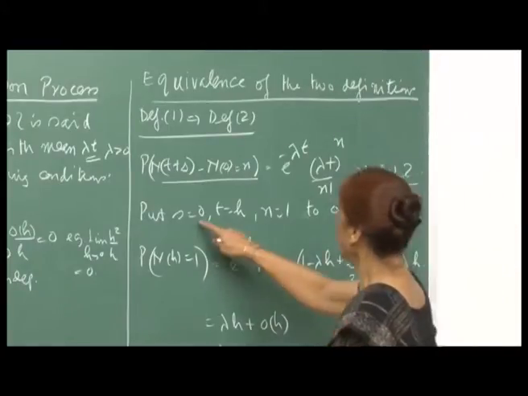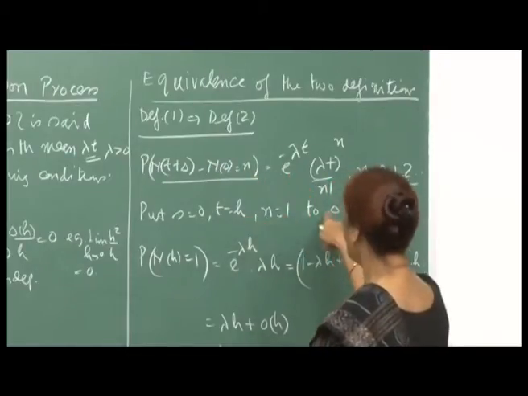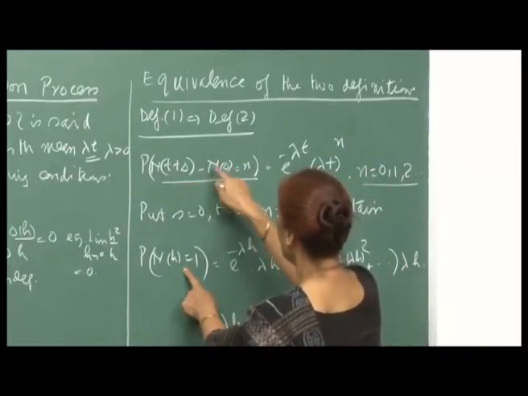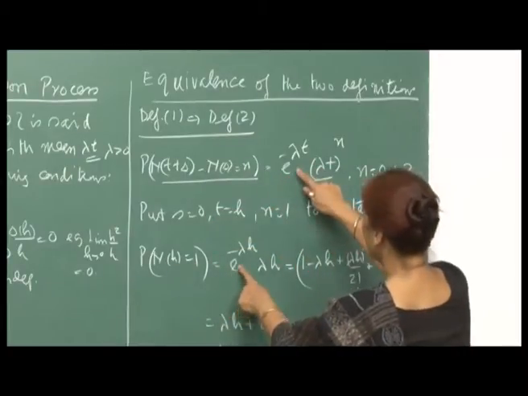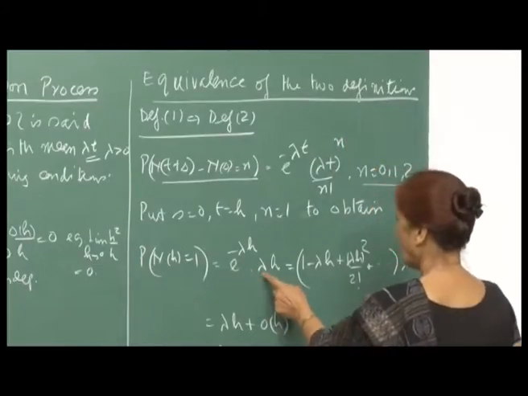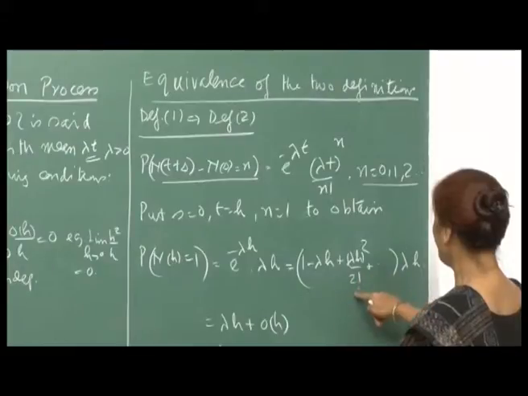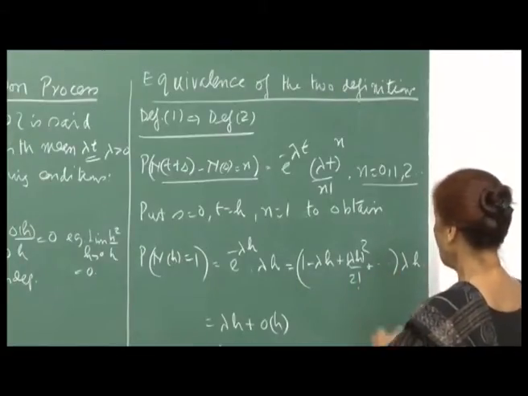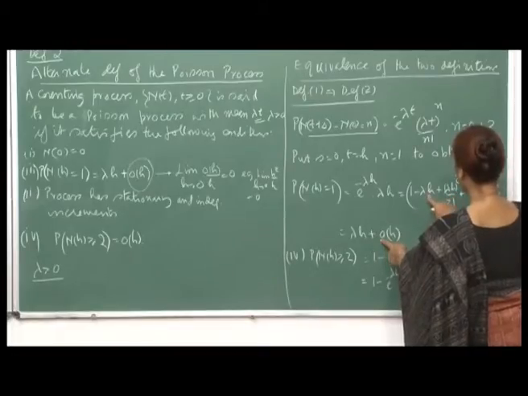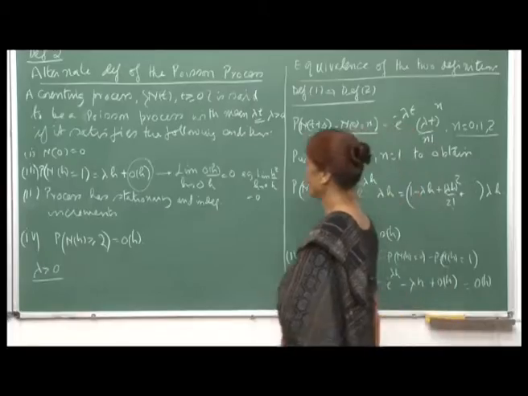Now, put s equal to 0, t equal to h, because this is for all s, t, and n equal to 1 in this equation. Then you obtain that the probability N(h) equal to 1 is given by e raised to minus lambda h, then lambda h raised to n, which is 1. Now, just expand e raised to minus lambda h, that will be 1 minus lambda h plus lambda h whole square by factorial 2 and so on, multiplied by lambda h. So, when you bring lambda h inside, this will be lambda h plus all terms of higher order, because this will be h square, this will be h cube and so on. So, I can write it this way, which satisfies the condition.